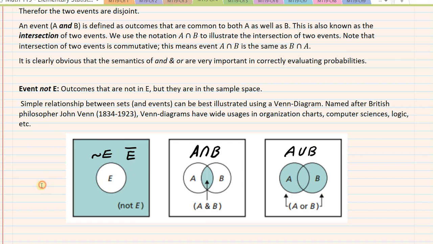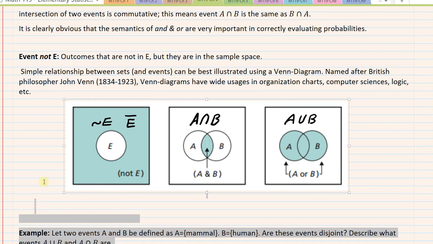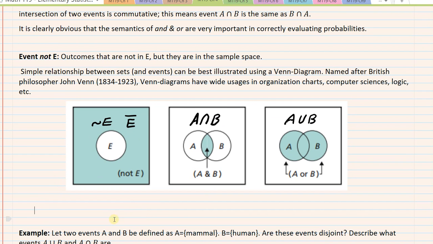Now let's take a look at an example. Let's say we have two events A and B. These two events are defined as A is mammal and B is human. We want to know if these events are disjoint, and then we want to know what A union B and A intersection B are.